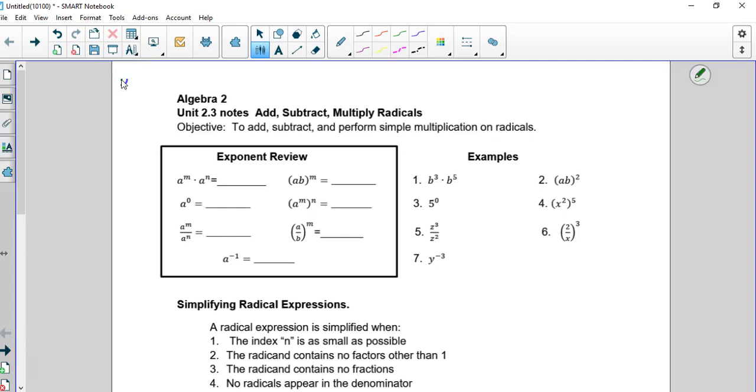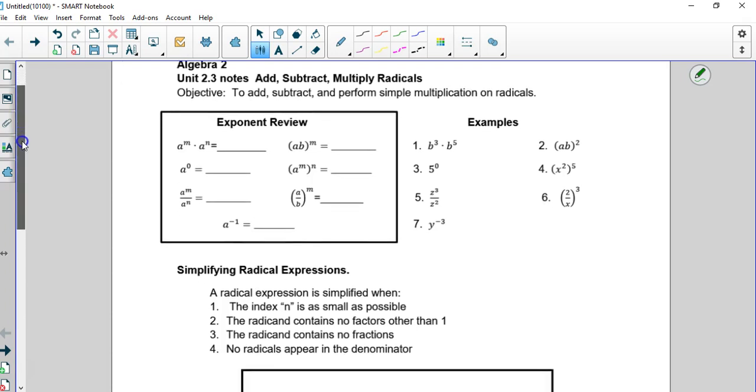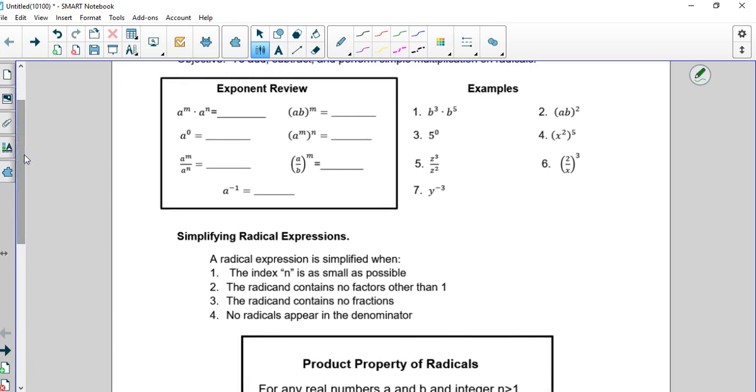Okay, 2.3, we're going to be adding, subtracting, and multiplying radicals. So just a quick review from Algebra 1, basic exponent reviews. When you multiply the same base, you add the exponents. So for example over here, b to the 3rd times b to the 5th, that's b to the 8th. A to the 0, anything to the 0 power is 1.